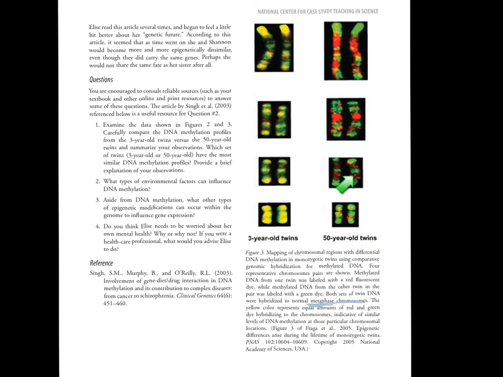You'll see here that this chromosome has a lot more methylation here than here, and a lot more methylation here than here. And finally, this chromosome has a lot more methylation here than here, and a lot more methylation here than here. So the point is that there's a lot greater difference between these two sets of DNAs after 50 years of living, of different exposures or what have you, than after only 3 years of living.